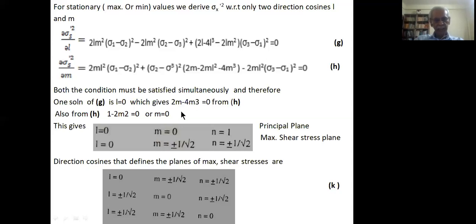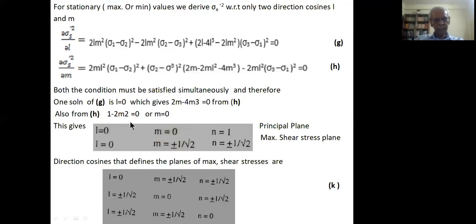So one condition is that, and the 2m minus 4m cube can be written in terms of two conditions. If you take 2m out, you have got 2m times 1 minus 2m square. This is equal to 0 if either m equal to 0 or 1 minus 2m square is equal to 0. Look at it very carefully, you will see it's very simple. This is equal to 0 if either m equal to 0, because you can take the m out, or 1 minus 2m square equal to 0.